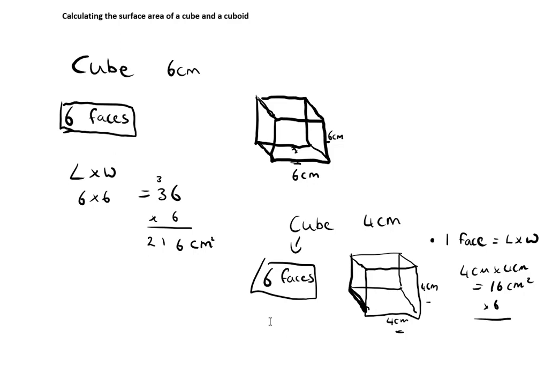6 6s are 36, put down your 6, carry your 3. 6 1s are 6 plus 3 is 9, so our surface area is 96 centimeters squared. Okay, so that's how to calculate the surface area of a cube. A cuboid then is a little bit trickier, and we'll show you why.